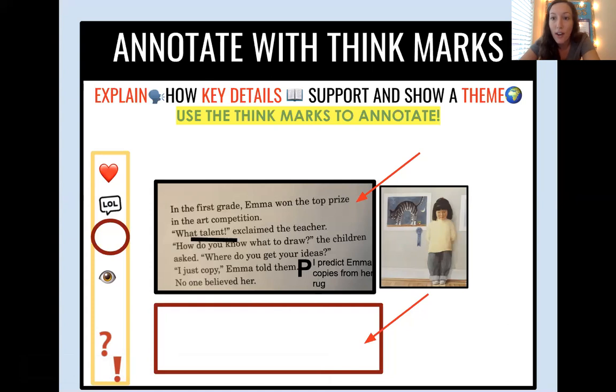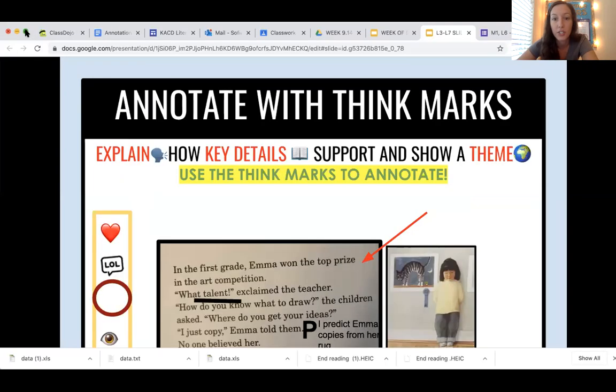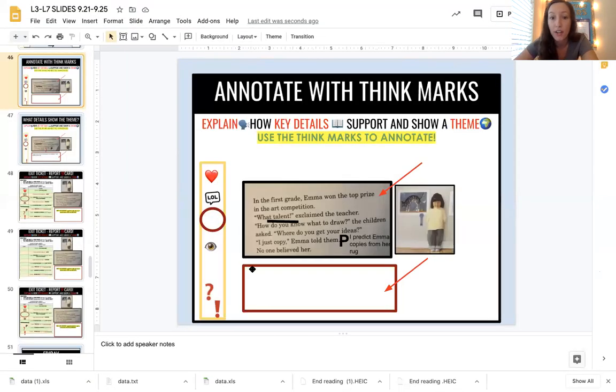Why does no one believe her? Do they see her rug? No. Did she tell them that she uses her rug? No, it just says, I just copy. We're predicting, and we know that she uses her rug, but no one believes her because they don't know where she copies from. So this is surprising because we know that this is a major part of the story, and we know that Emma uses her rug to draw. And so it's surprising that no one believes her.